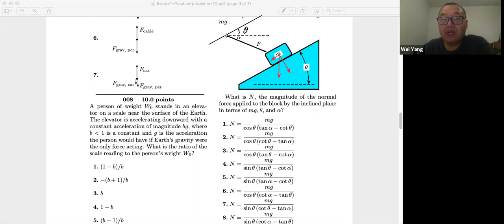Now by this way, we can separate this force F into the component, perpendicular component like this. Okay. Another, it's this one. Something like this.